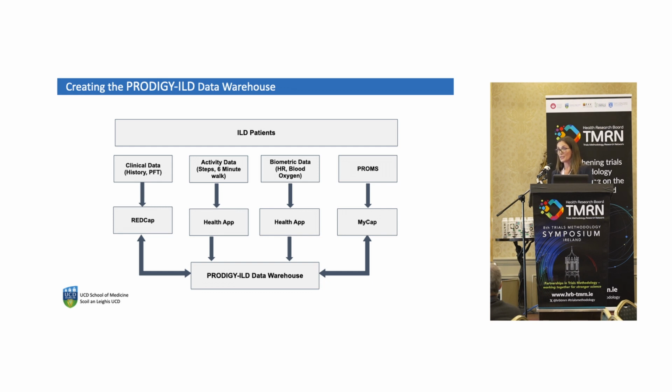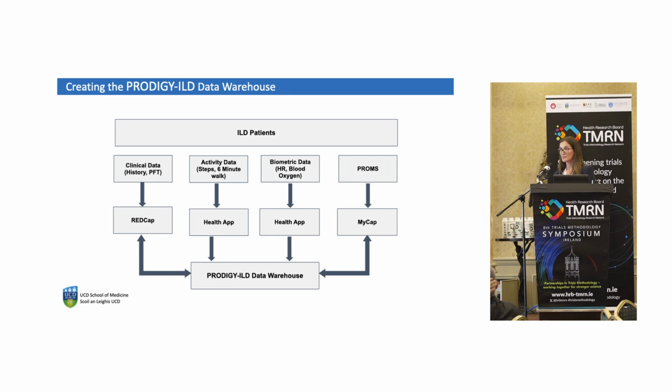Then looking at our devices, our Apple Watch will collect our activity data, so our step counts, along with an average 6-minute walk distance for our patient, and we can compare this against the clinic 6-minute walk test. We'll get our biometric data, including heart rate and blood oxygen levels, which would be relevant for these patients. This will all feed directly into the health app on iPhone, and when the patient comes to clinic, we can export this data and upload it to our warehouse.